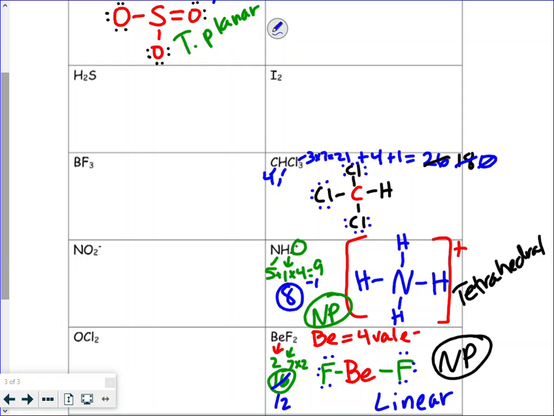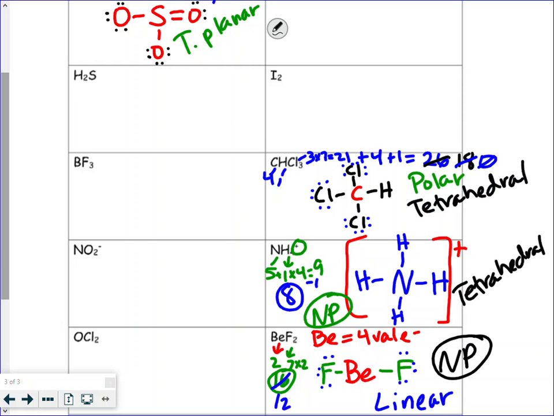Now, central atom, any lone pairs? No. Are the ligands all the same? No, the ligands are not all the same. So this one's going to be what? Polar. And what shape is this? Central atom, 4 things attached. Which one is this? 4 things attached? Tetrahedral. Very good.